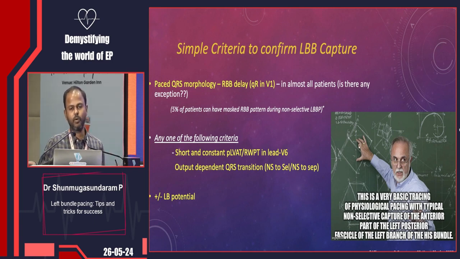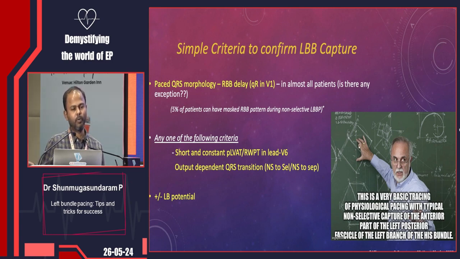So one is a paced QRS morphology of QR pattern. We know that we are pre-exciting the left bundle, so we'll be generating a right bundle branch delay pattern in the surface ECG. That can be considered as a major criterion. Apart from that, if one of the minor criteria is satisfied, that confirms that you are in the left bundle. So one is short and constant LVAT, which can be quickly measured at 8 volt and 2 volt.